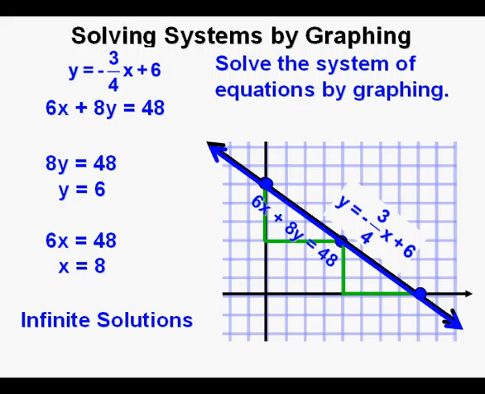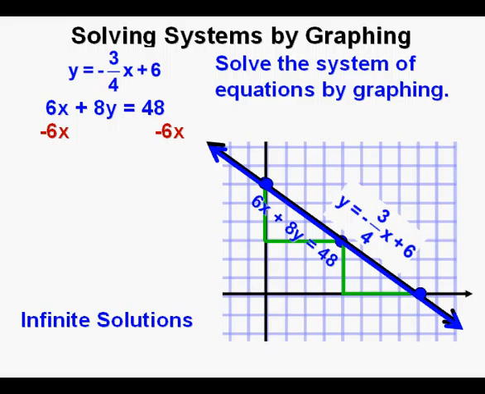Another way we could have detected the result of infinite solutions is to solve the second equation for y. And we'll do that here. The first thing we do is subtract 6x from both sides of the equation. 6x minus 6x cancel on the left side to equal 0. We bring down what's left. 8y equals 48 minus 6x.